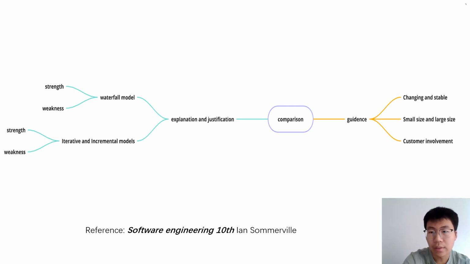The third factor is customer involvement. The customer involvement with the iterative and incremental model is higher. In summary, the choice of model needs to be analyzed based on specific issues, and decisions should be made comprehensively in various situations. Thank you very much.